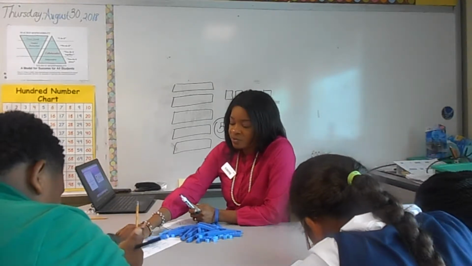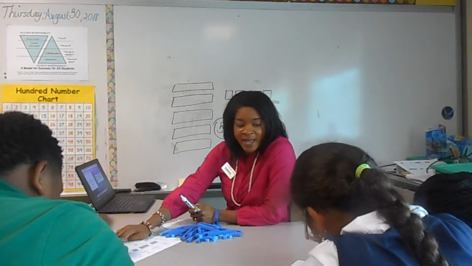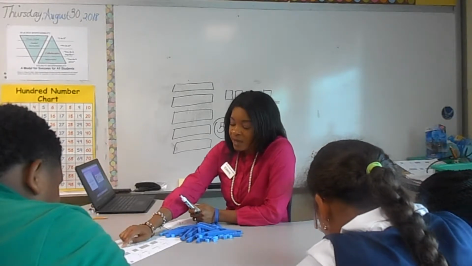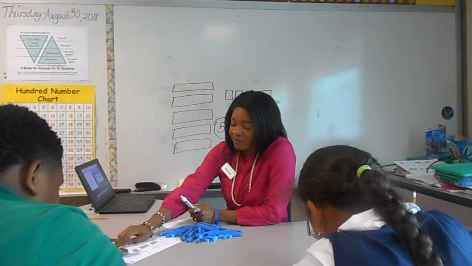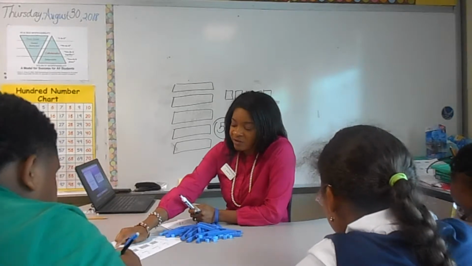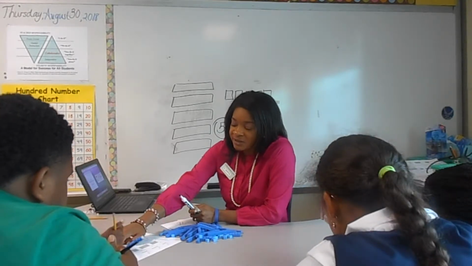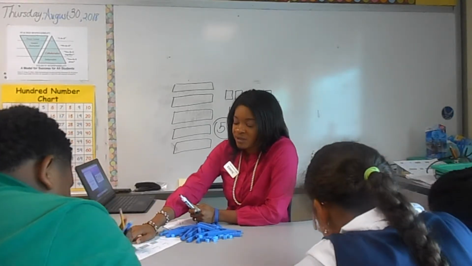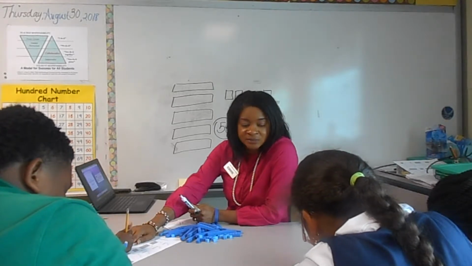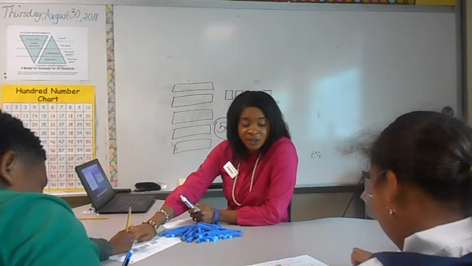Let's look at the next one. How many 10s do we have? 1. Okay. How many ones? So that's 10, 11, 12, 13, 14, 15, 16, 17. So how many 10s? 1 ten. How many ones? 7. So what's our total number?